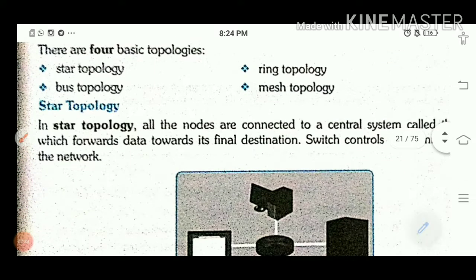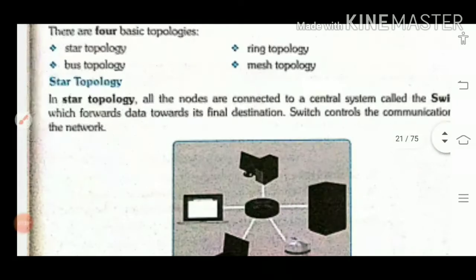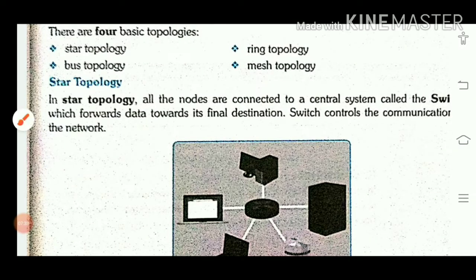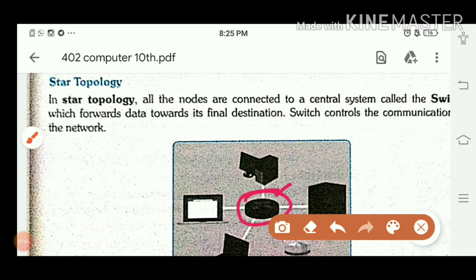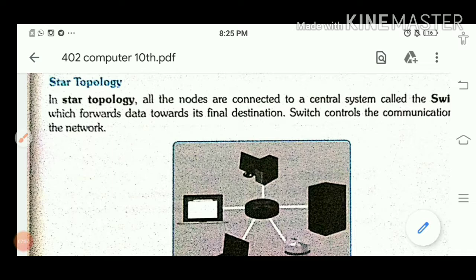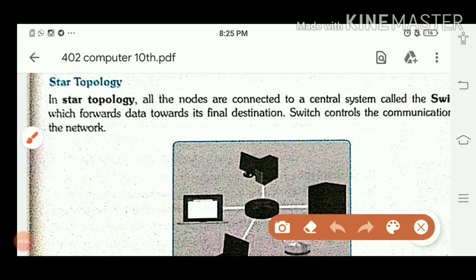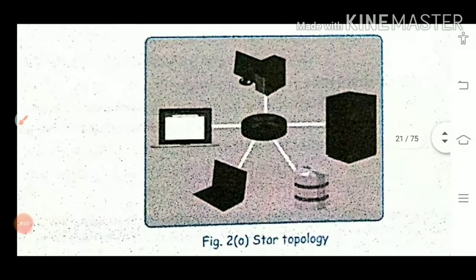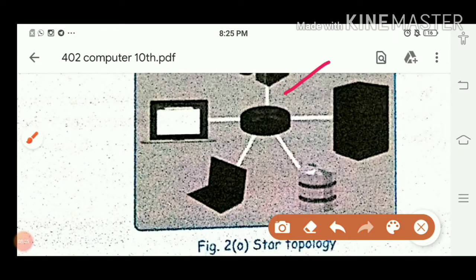First one is star topology. In star topology, all nodes are connected to this central device, the switch. All nodes are connected to this central device, which is known as a switch. This switch is responsible for forwarding the data. Suppose this one is a computer, and this one is a computer. This computer wants to share data with this laptop. What happens? This computer gives data to this switch. Now the switch takes that data and gives it to this laptop.